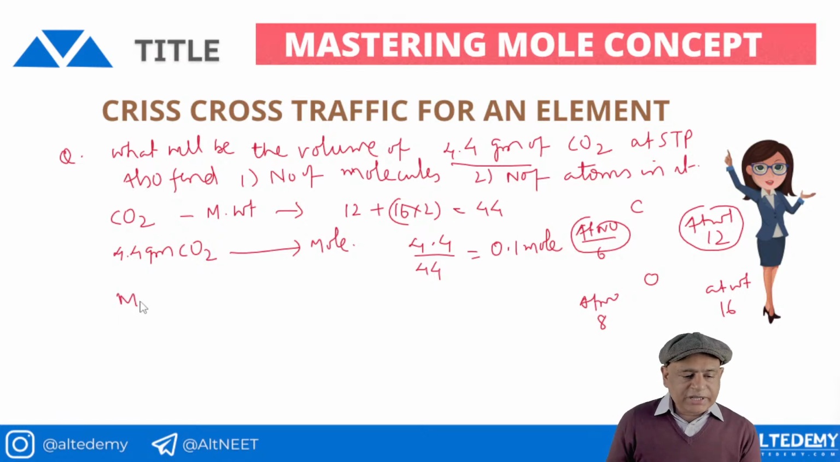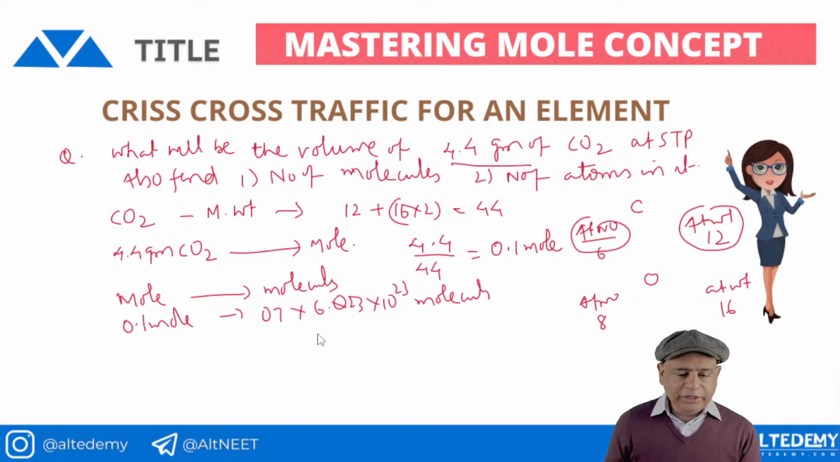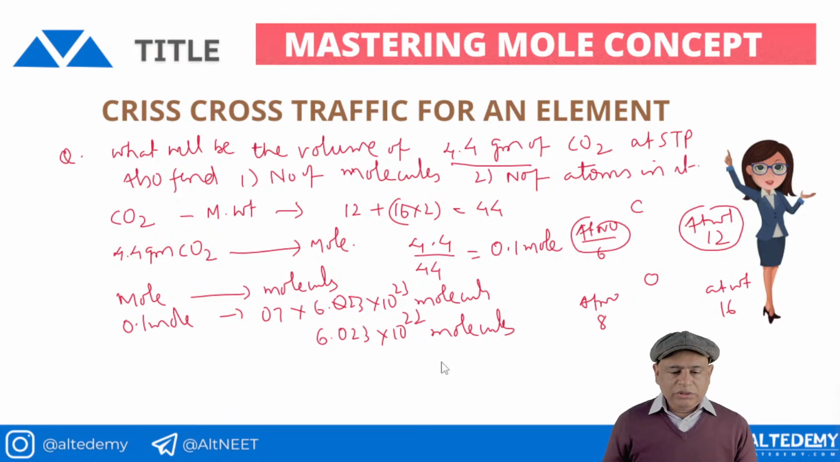Now, what is the connection of mole and molecule? You know it better: 6.023 into 10 to the power 23. So you have 0.1 mole. That means 0.1 into 6.023 into 10 to the power 23 molecules. What does it mean? You can write it as 6.023 into 10 to the power 22 molecules. Right? So you have got the number of molecules in 4.4 grams of CO2.